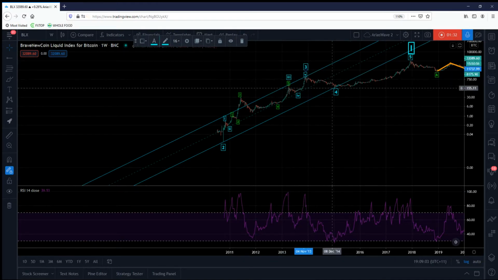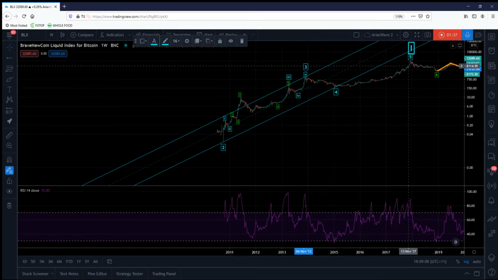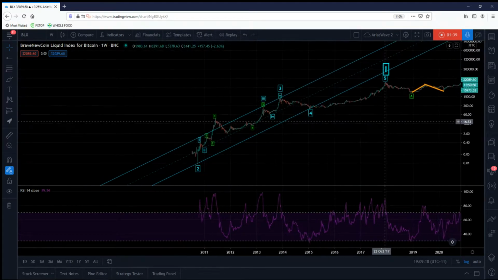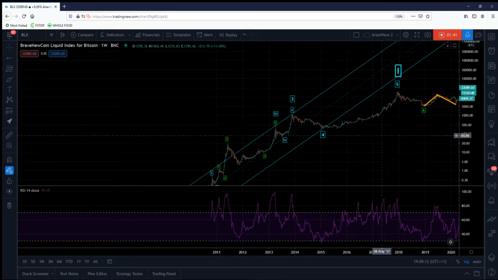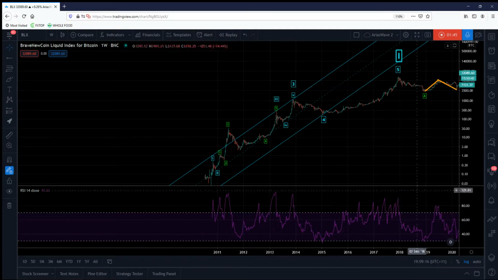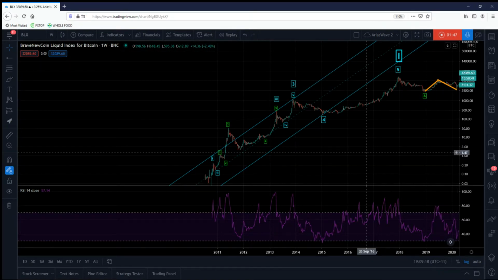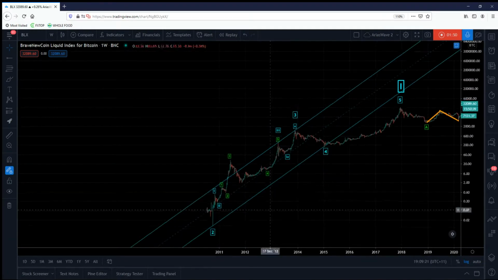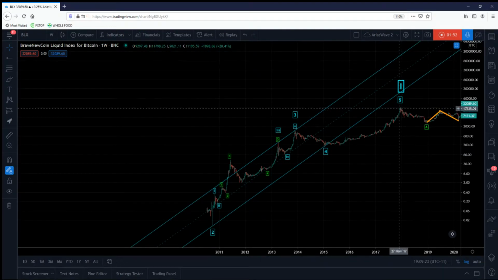Then we had wave 4 and then followed by wave 5. Okay, so that means that Bitcoin did, in fact, top. And you can see right here in the RSI, wave 5 was the weakest. Look how far out of the channel it fell, right? It's done. But what does it mean?